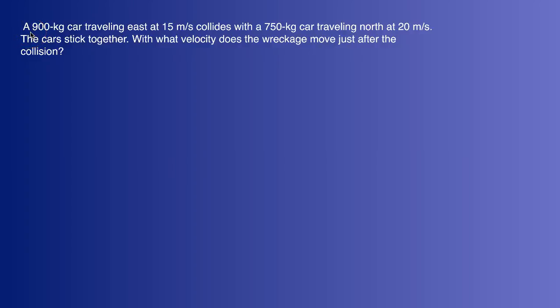Collisions often can happen two-dimensionally, so we're going to look at a situation where we have a two-dimensional collision. So we have two cars. One is a 900 kilogram car traveling east at 15 meters per second, and a separate one is going north. The other one has a mass of 750 kilograms and a velocity of 20 meters per second.